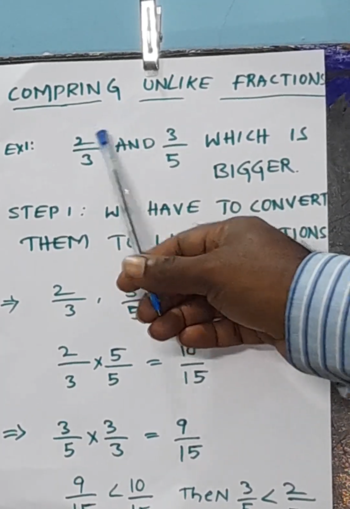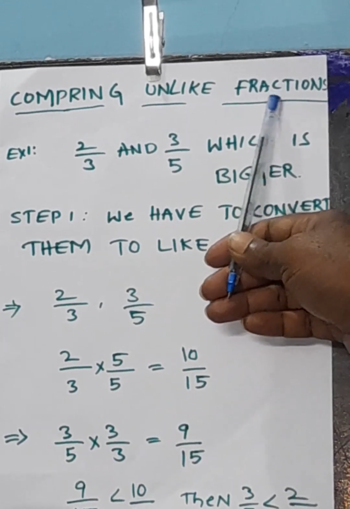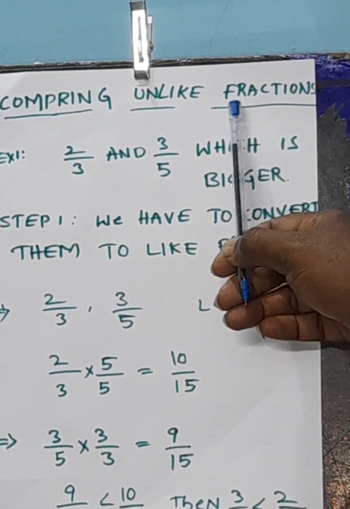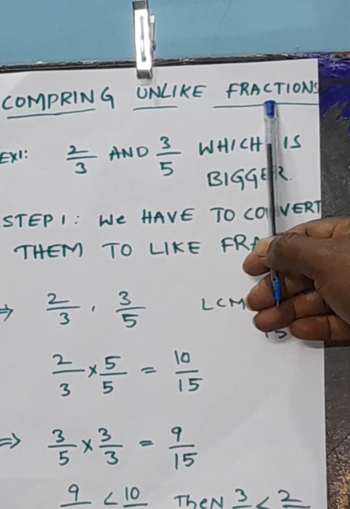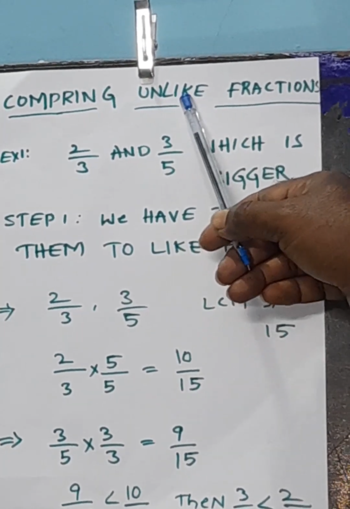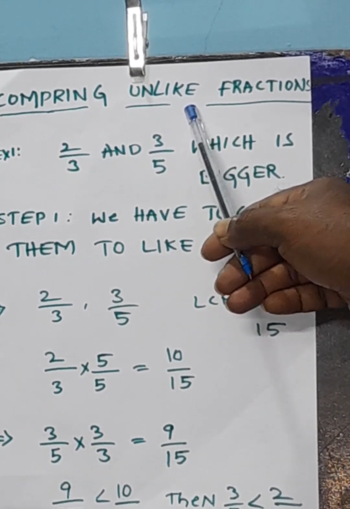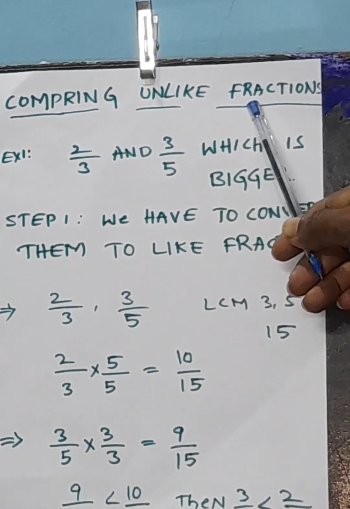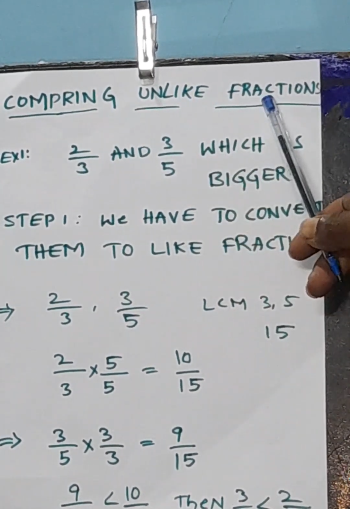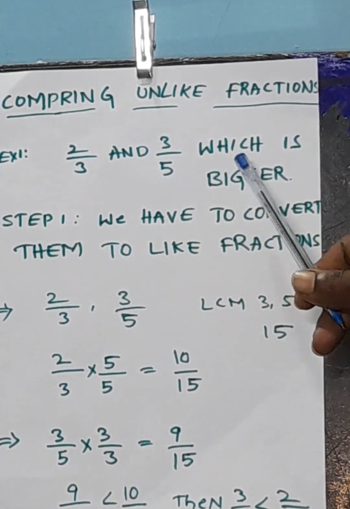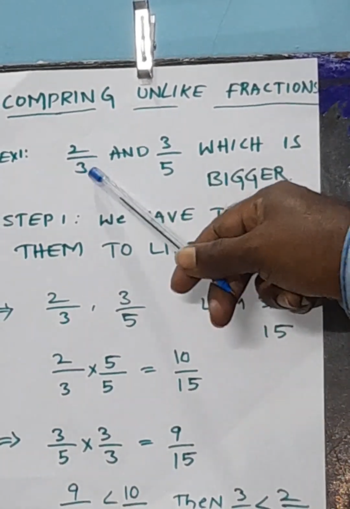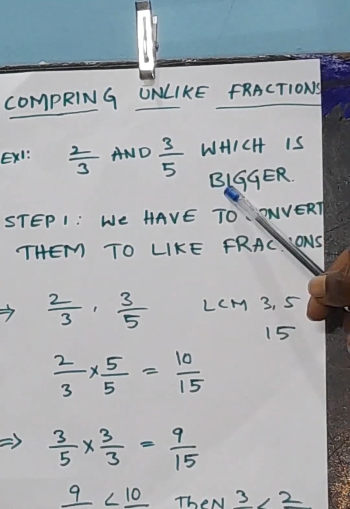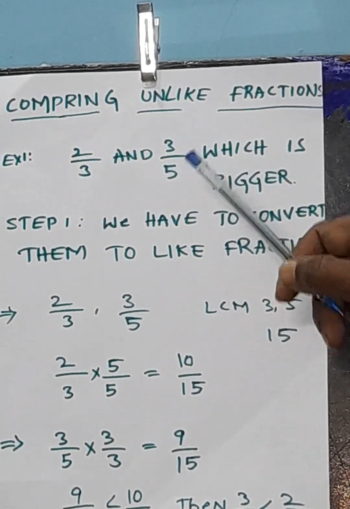Then we will go with comparing unlike fractions. This is also part of ascending and descending order of fractions. We are dealing with unlike fractions. We already discussed what we mean by unlike fractions in our previous lesson. In order to write unlike fractions in ascending and descending order, first of all we need to verify which fraction is bigger and which fraction is smaller. Then we can easily write in ascending and descending order.